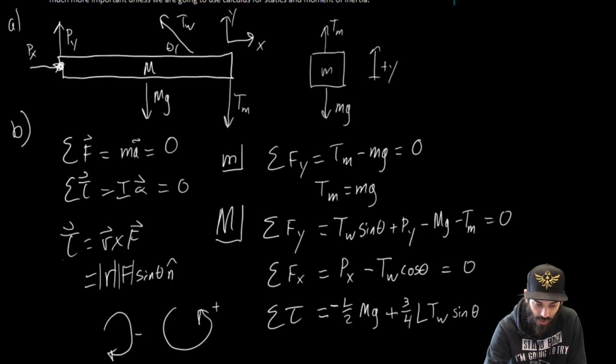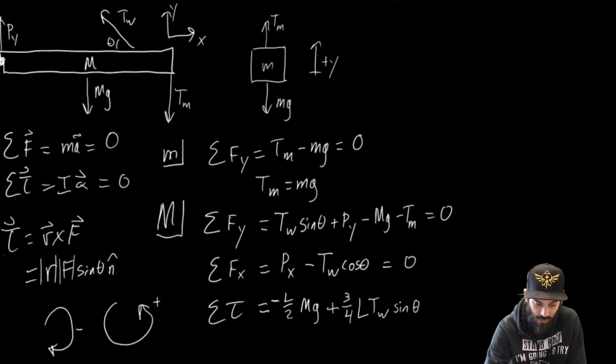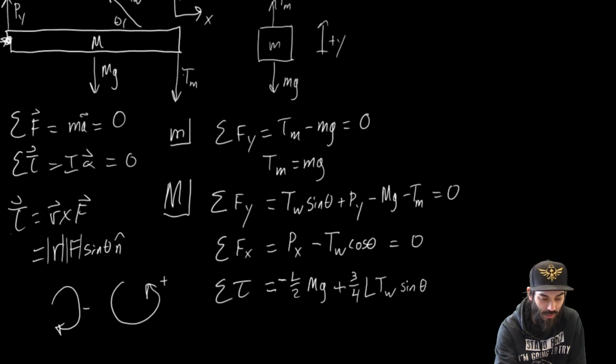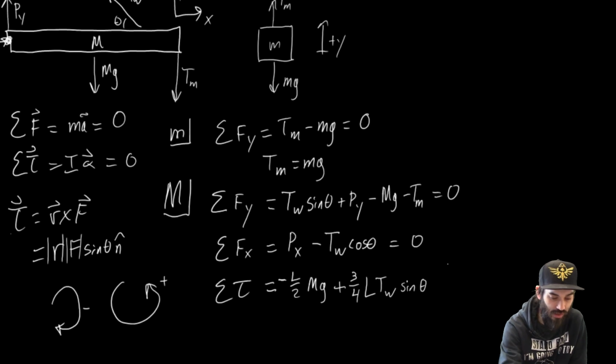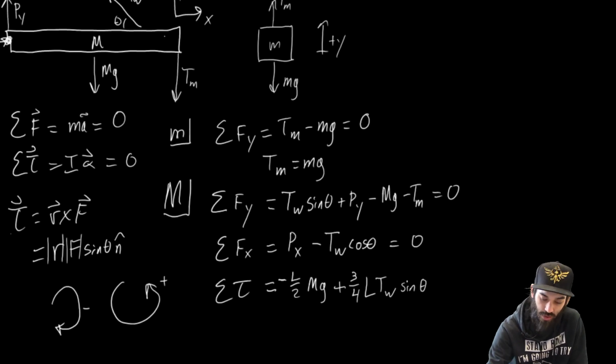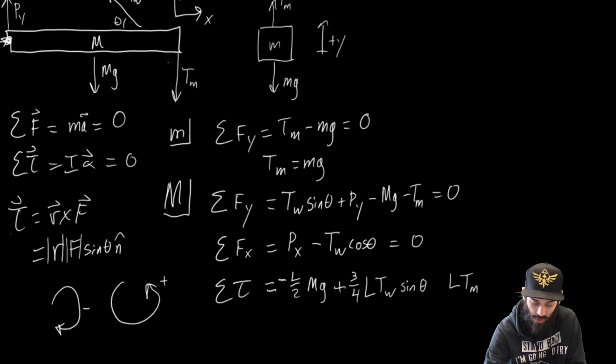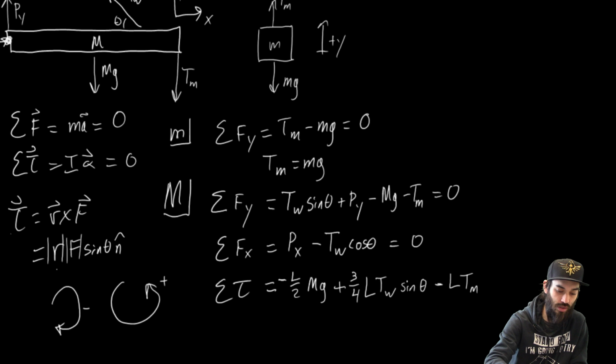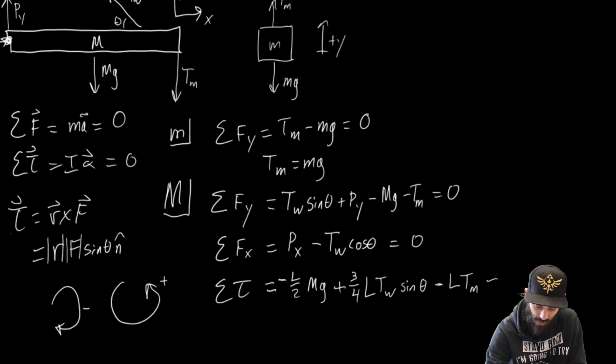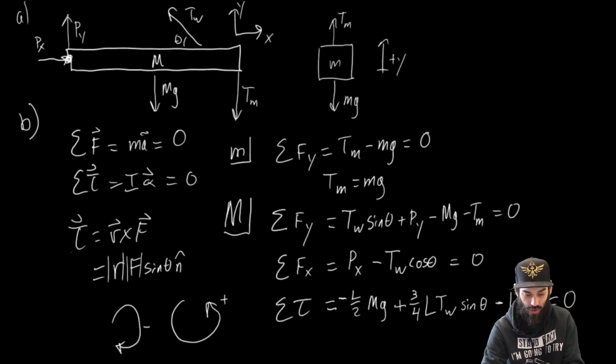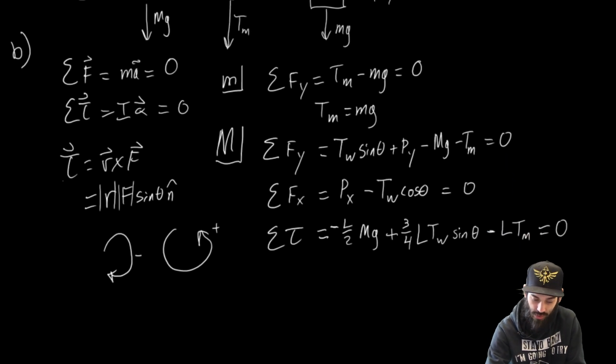Okay, so then the last torque that we're going to have is going to be from this T sub m. This is going to be acting a distance that's the whole length here. So this is going to be L times T sub m. This is 90 degrees right here, and so it's going to be the sine of 90, which is 1. And then negative, because this is causing a rotation in the clockwise direction. Okay, so then this is equal to 0. So there are our equations that we have.